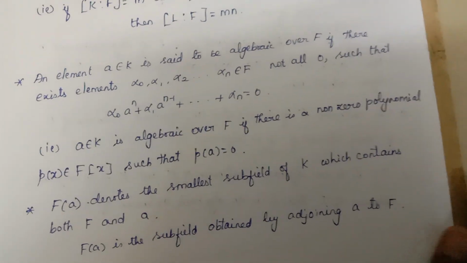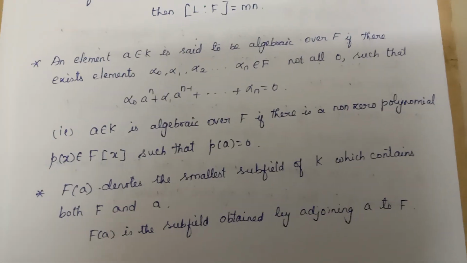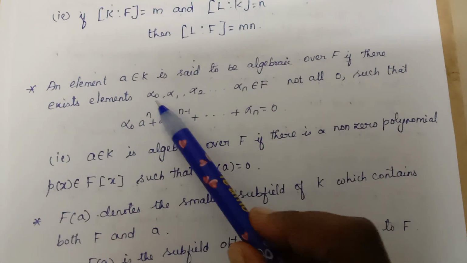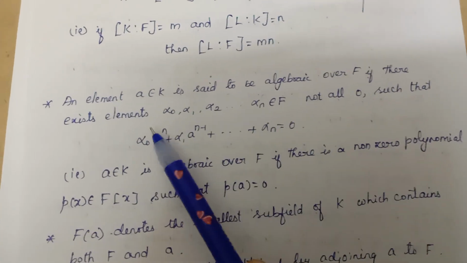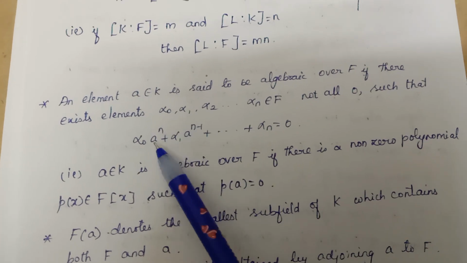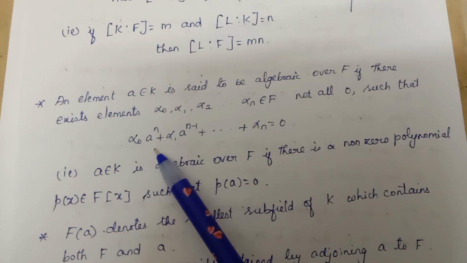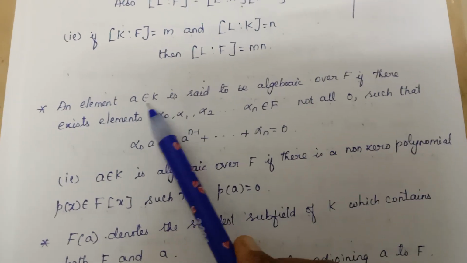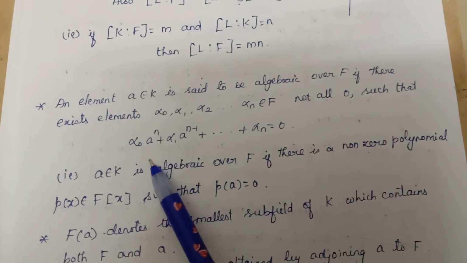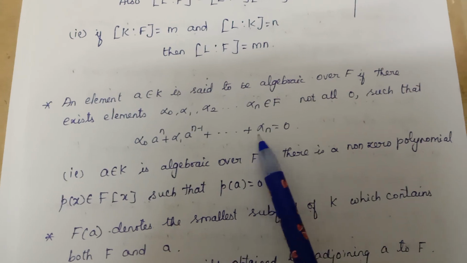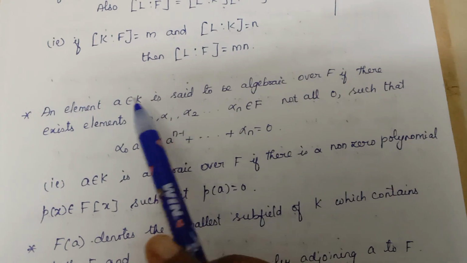Then next one is algebraic. When will you say an element is an algebraic element over the field? An element a belonging to K is said to be an algebraic element over the field F if there exist elements alpha naught and so on, that is, we have to choose a polynomial in F such that this element a in K satisfies the polynomial over F. Then that element is said to be algebraic over F. That means F is the smaller field.